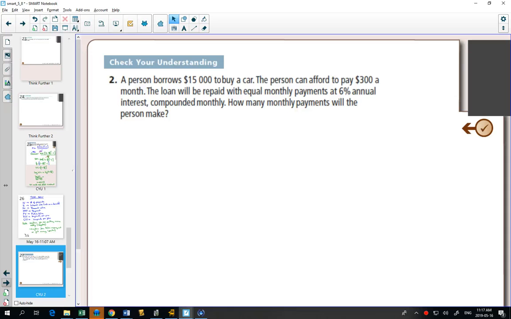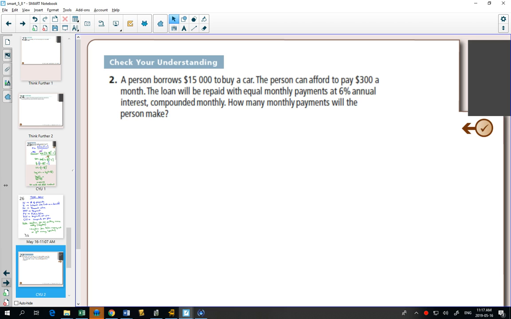Person borrows $15,000 to buy a car. What kind of car did they get? Not bad. Pretty good one. Okay. You can afford to pay $300 a month. You get 6% interest rate from the car company, compounded monthly. How long is this going to take before you can pay it off?